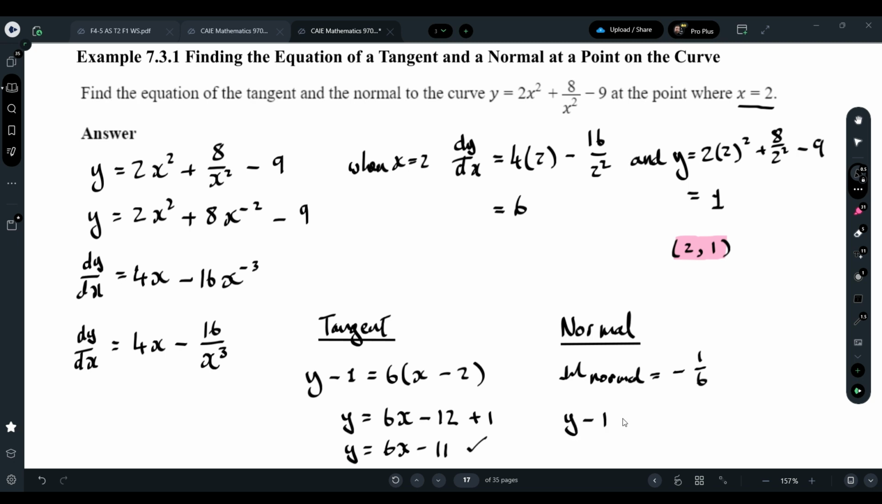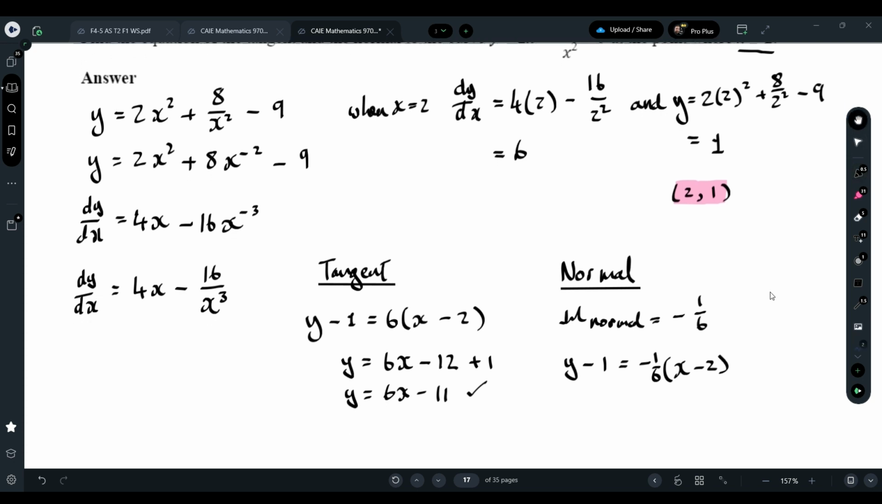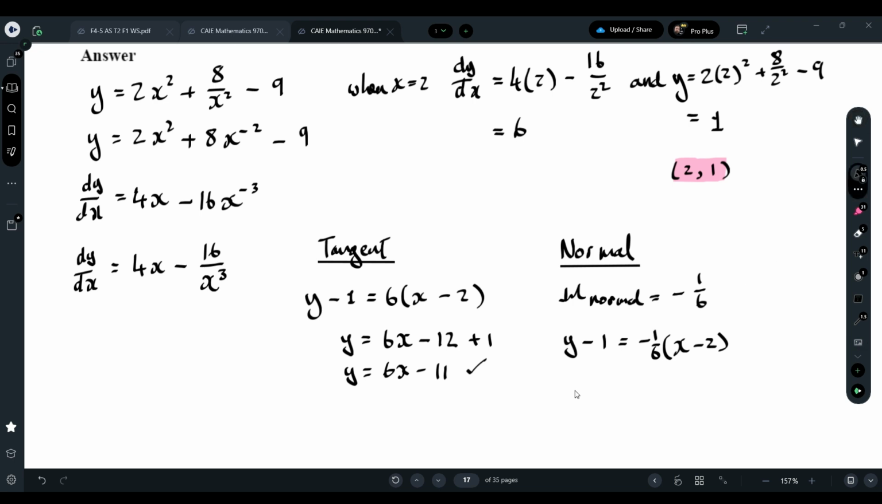We can just say y minus 1 is equal to negative 1 over 6, open bracket, x minus 2. And once this has all been simplified out, we should get a final answer that y is equal to negative 1 over 6 x plus 4/3. And there we have the equation of the normal.